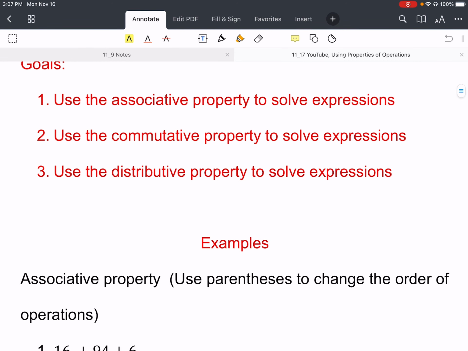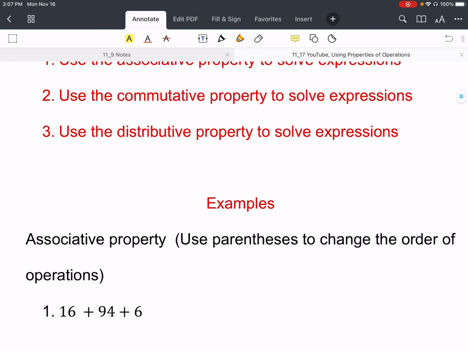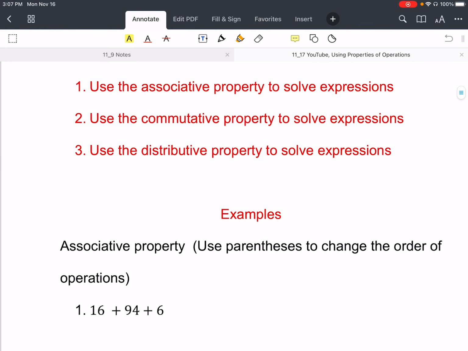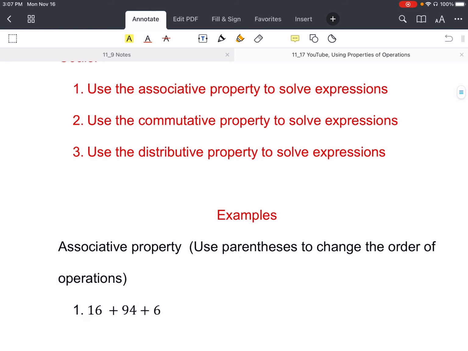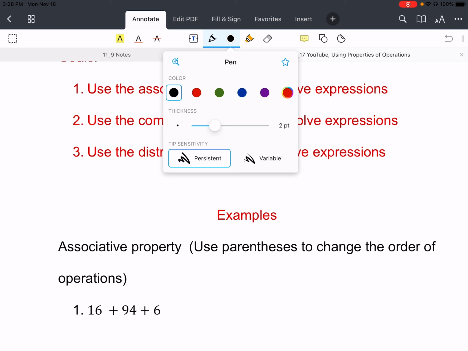So the first property that you will need to use is the associative property. The associative property basically says that we can use parentheses to change the order of operations when we have a problem that is all addition or all multiplication or all subtraction. And what we're going to do is we're going to use parentheses to change the order of operations. So when we are solving expressions or equations, we use the order of operations to determine what order we solve each step. And parentheses always goes first.